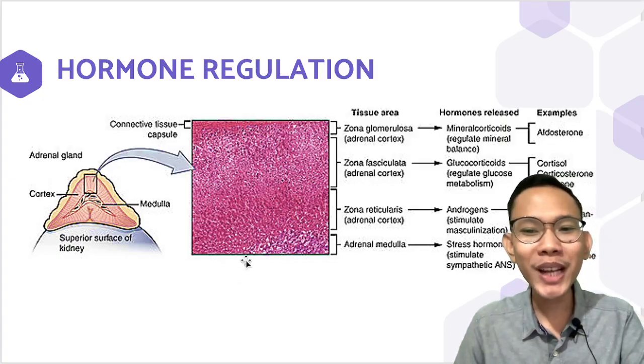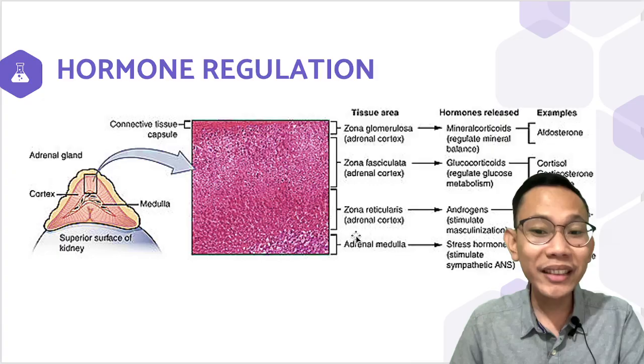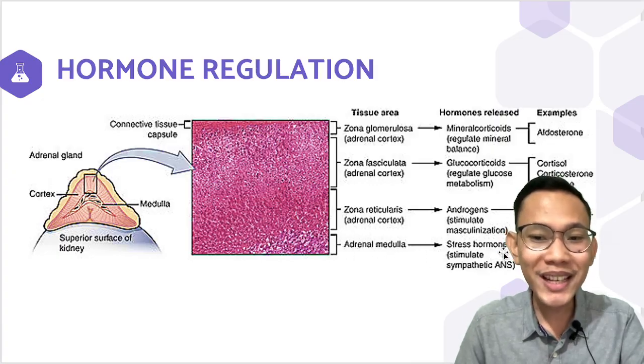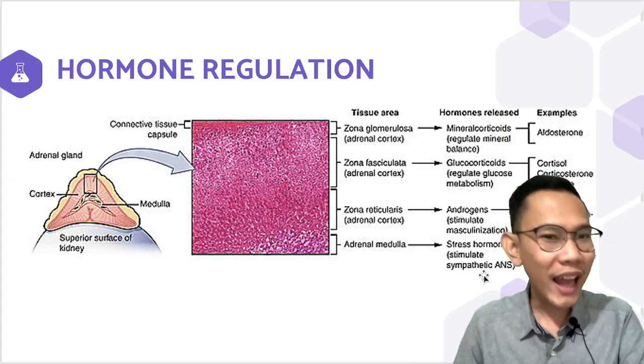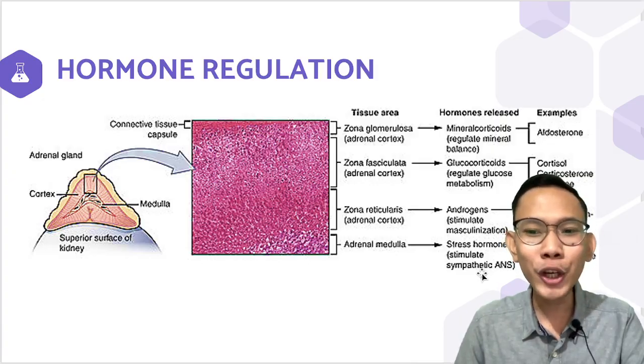Again, saan nga napuproduce ang ating epinephrine? It's in your adrenal medulla. So this is your stress hormone. Pag nasa-stress tayo, kailangan ng pagkain, kailangan ng more sugar. So this is your epinephrine and norepinephrine.